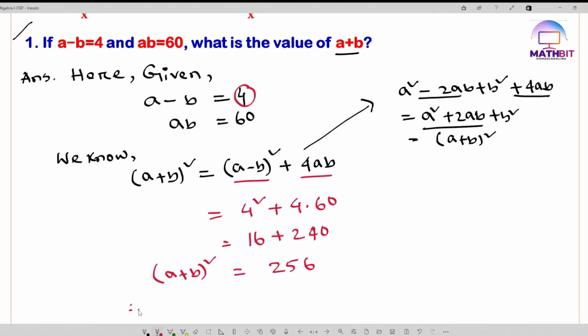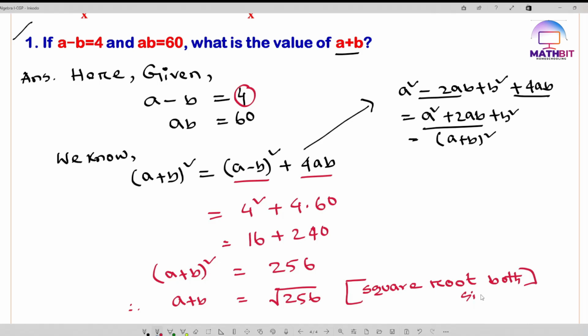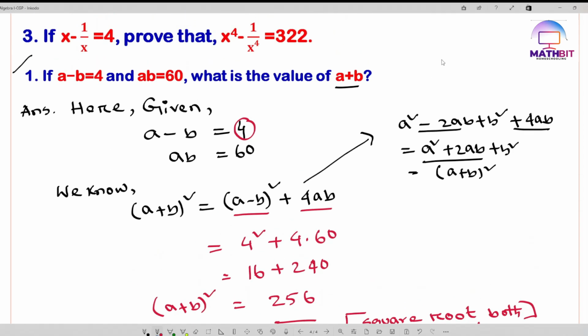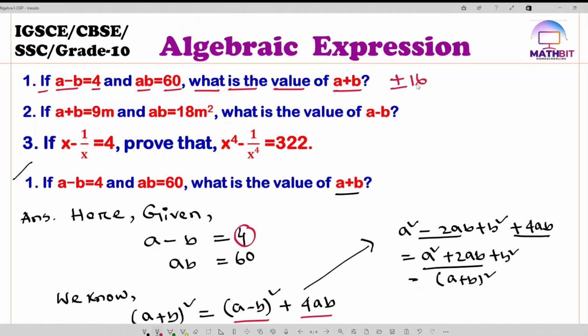So once we take the square root of both sides, we can write a plus b equals square root of 256. The square root of 256 gives plus minus 16, and this is our answer. Okay, so the first question's answer is done, which is plus minus 16.